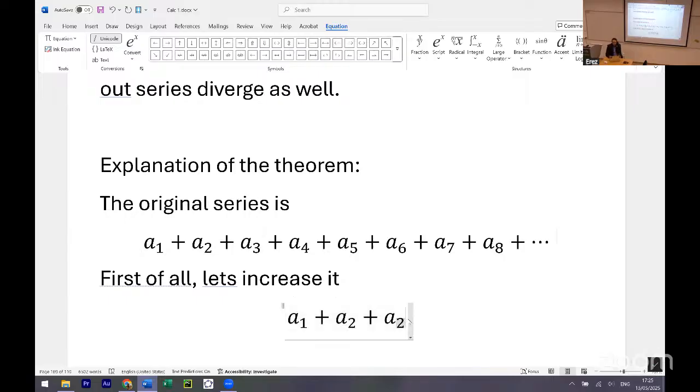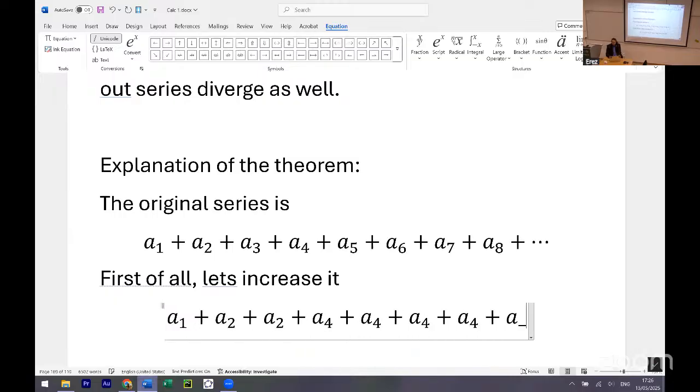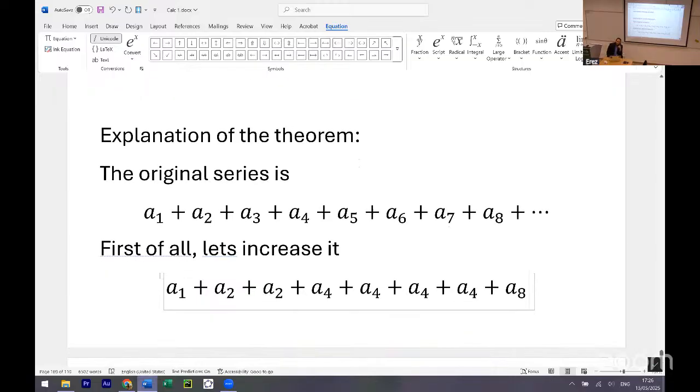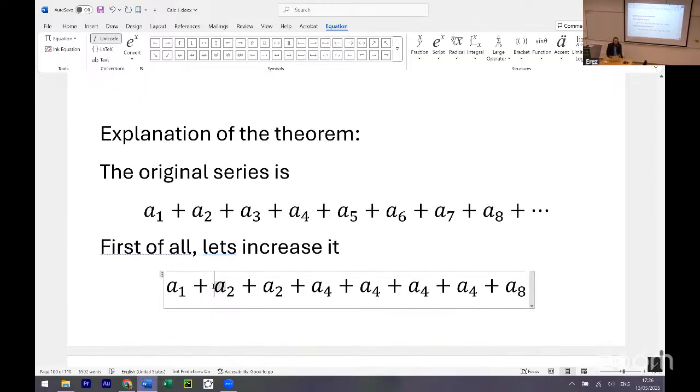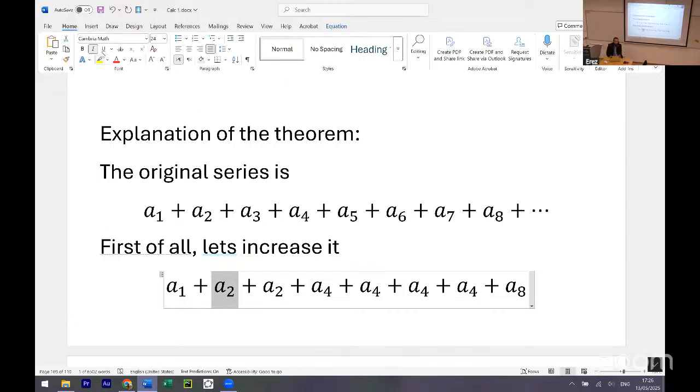Who can guess what the next element would be? A2, A1. A4. And then A4, and then A4 again. The next one, A6, A8. A8. These are the fumes, the vapor. These are the vapor the mathematician breathed in when he came up with this.